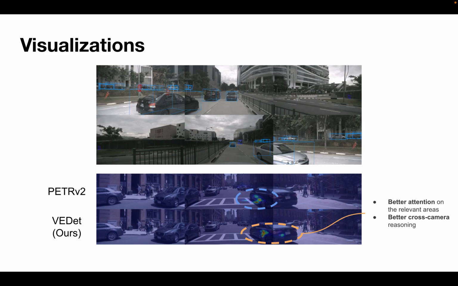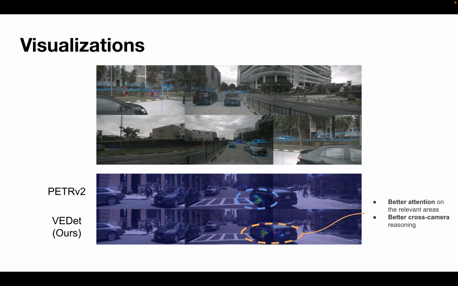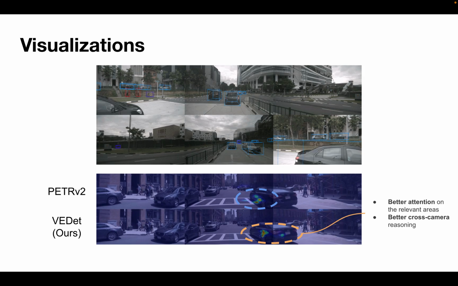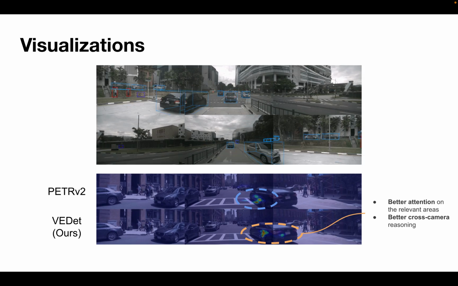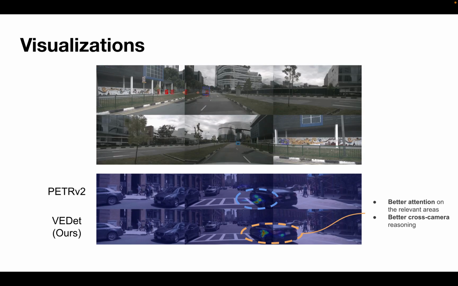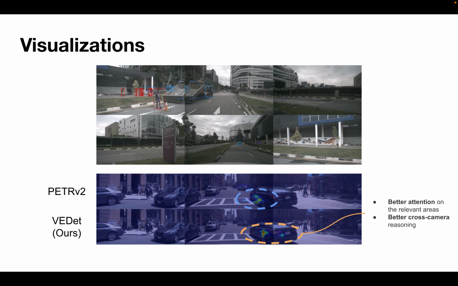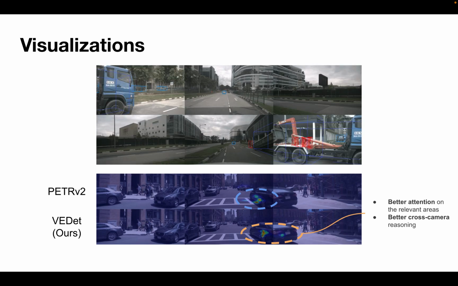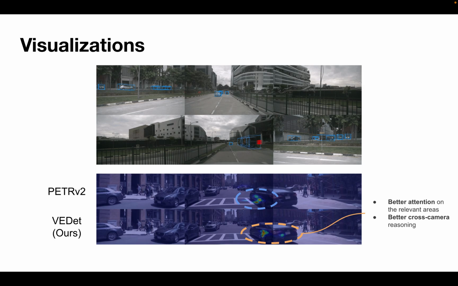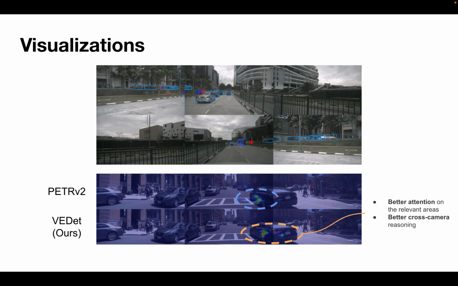Finally, we show that our proposed 3D positional encoding better guides the attention from the decoder to the image features. As in this example, the model is able to perform better cross-camera reasoning on relevant areas compared to PETRv2.